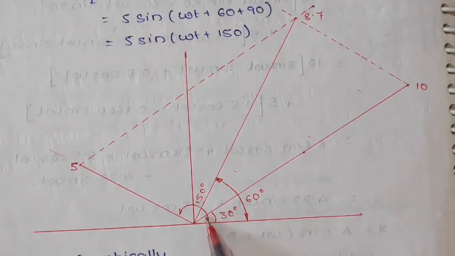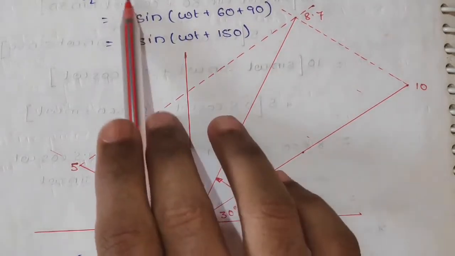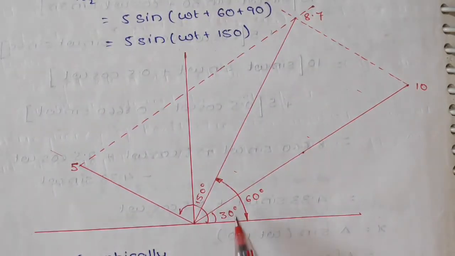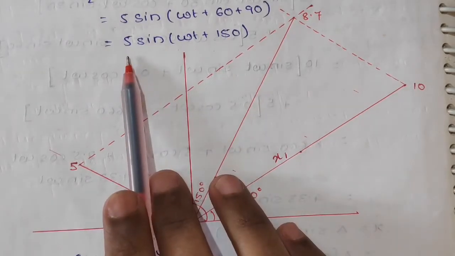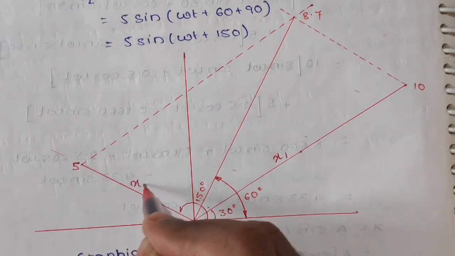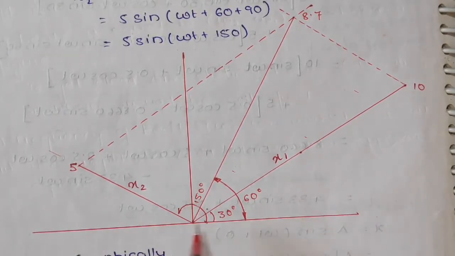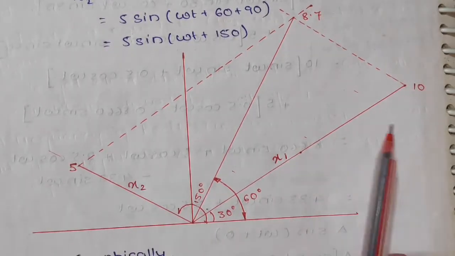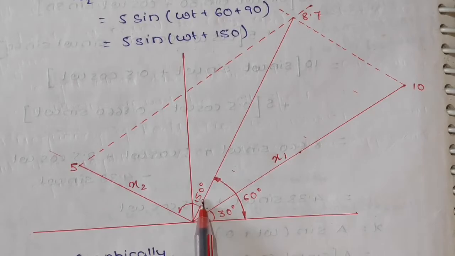Okay. So here I have the first line, which is x1, that is 10 sin omega t plus 30. So this is at 30 degrees. This line represents the vector x1. The second one is 5 sin omega t plus 150, so the second one, x2, will be at an angle of 150 degrees. So these are the two SHMs represented graphically at 30 degrees and 150 degrees.